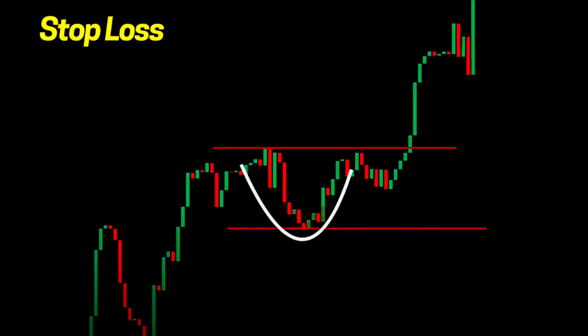Place your stop loss at a level where, if the price reaches it, your setup fails. In the cup and handle pattern, if the price falls more than 50% of the cup's height, the setup fails. Thus, your stop loss should be around 50% of the cup's height to reduce the chance of it being hit.